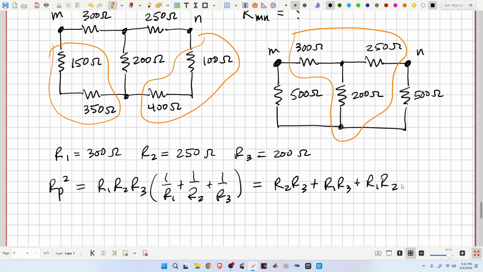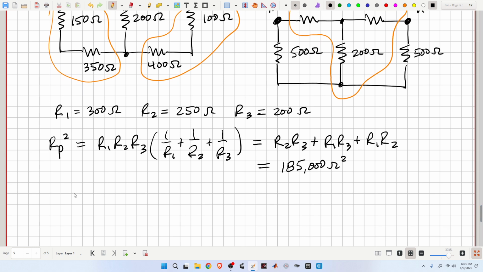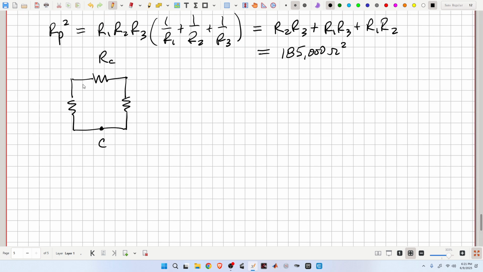Okay, so let's just plug in R1, 2, and 3 into that, and we get 185,000 ohms squared. And then we're going to replace that with a pi circuit. It looks like this. Here's going to be node C. This is RC. This is node A. This is RA. And this is node B. And this is RB.